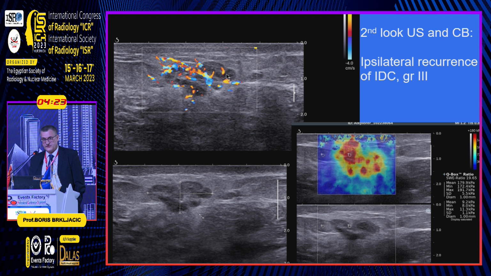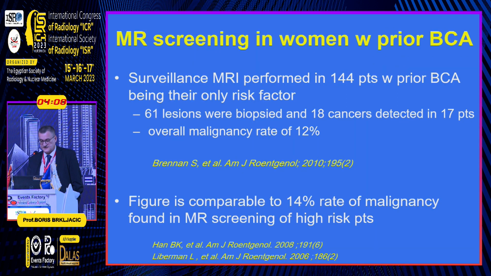She had a very hypervascularized color Doppler finding with penetrating internal vessels and was very stiff on elastography, so ultrasound is also very useful in this case because scars do not look like this.